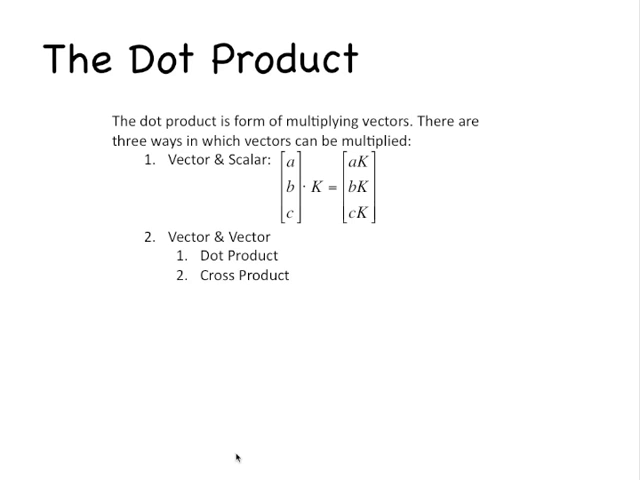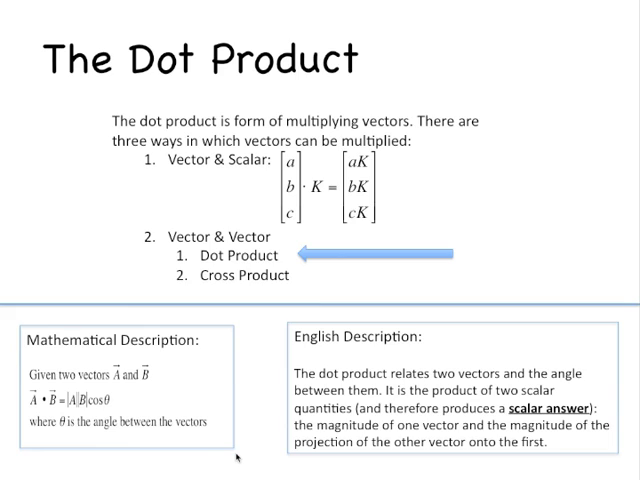Vector and scalar, for example a vector ABC multiplied by a scalar constant k yields the vector AK, BK, CK. There are also two forms of vector-vector multiplication, the dot product and the cross product. This video will be covering the first of these forms.